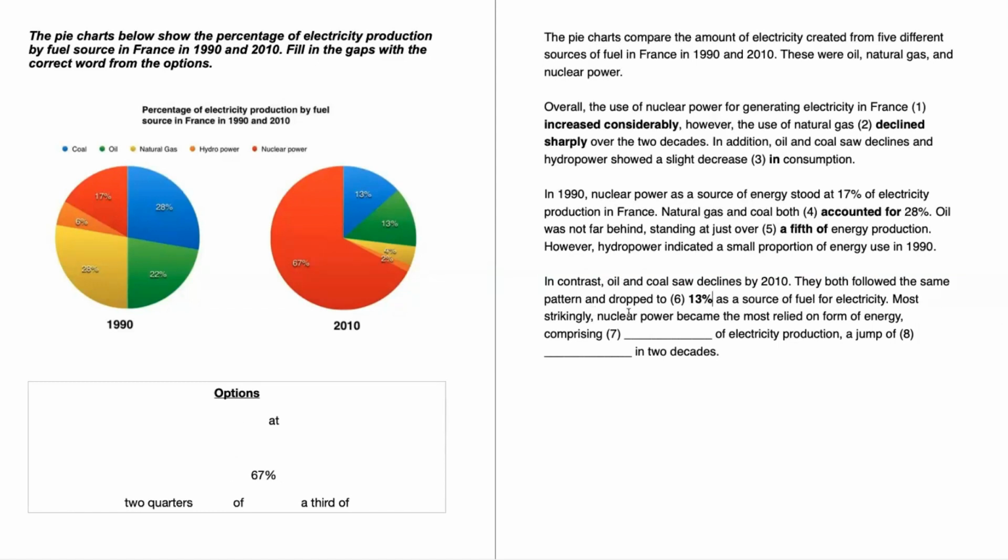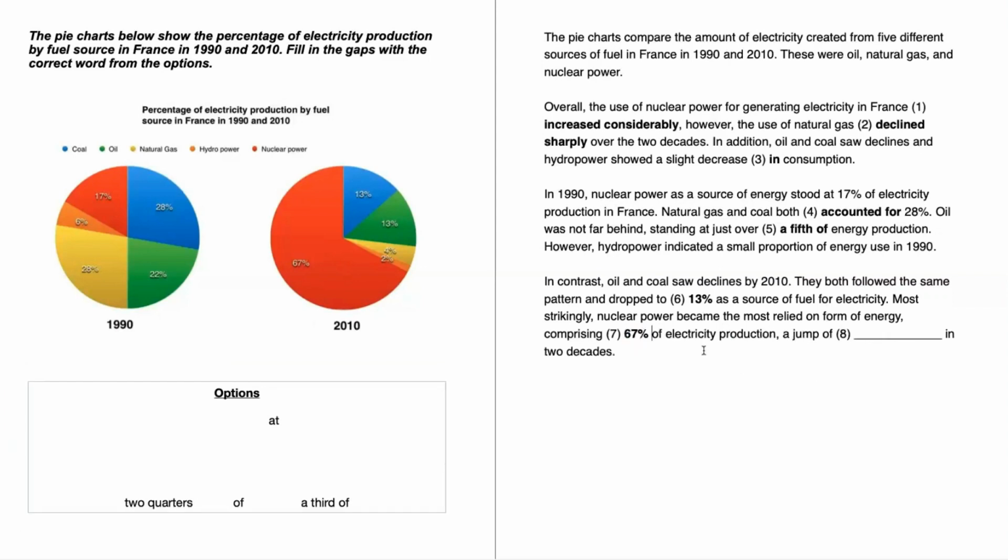Most strikingly, nuclear power became the most relied on form of energy, comprising blank of energy production. So nuclear power is in red. We see another number here comprising 67%. And that is just looking at another way to talk about your data and to be specific.